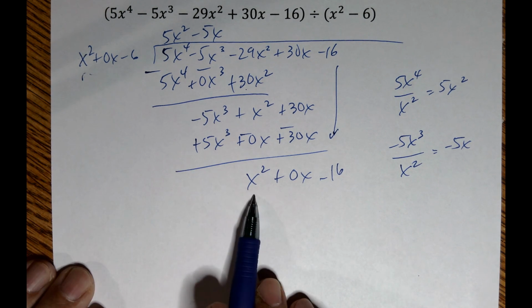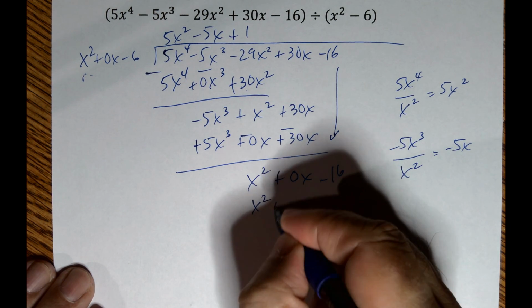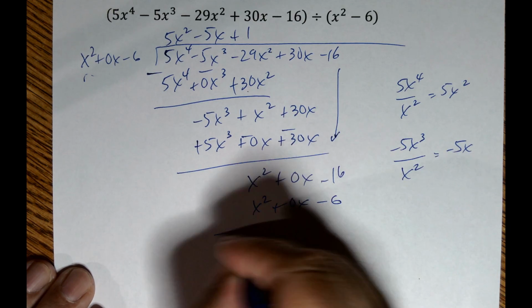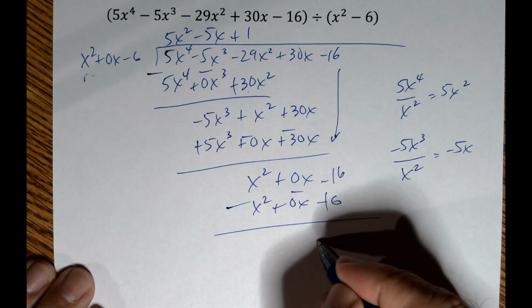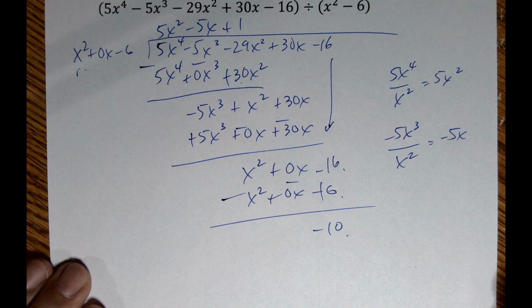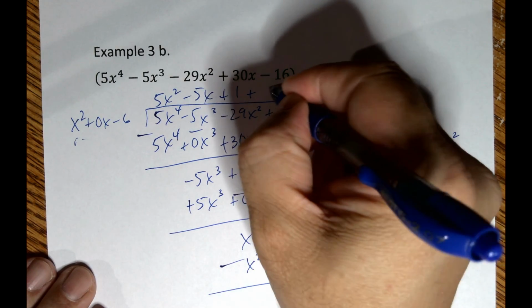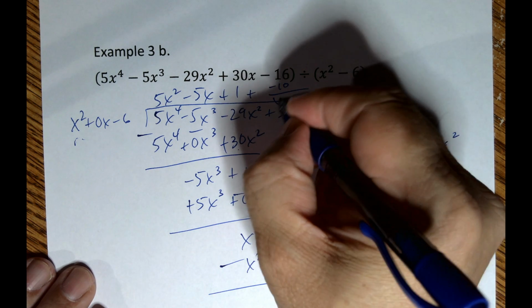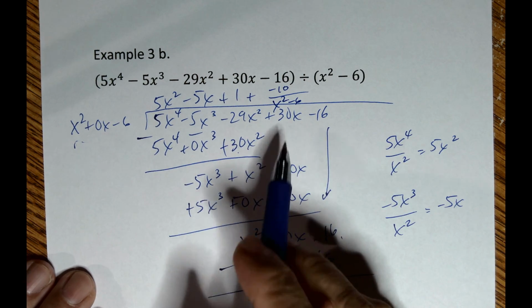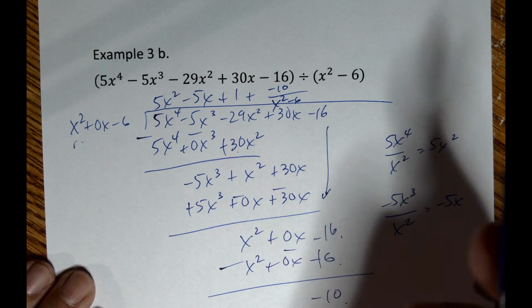All right? So x squared times what is x squared? Well, it's 1. So it's x squared plus 0x minus 6. Change sign. So that's negative 10. Right? Negative 16 plus 6 is negative 10. Everything else canceled. So that's my remainder. So it's plus negative 10 over x squared minus 6. So in my answer, I don't bother to put the 0x. I use the 0x as the working part of the problem.